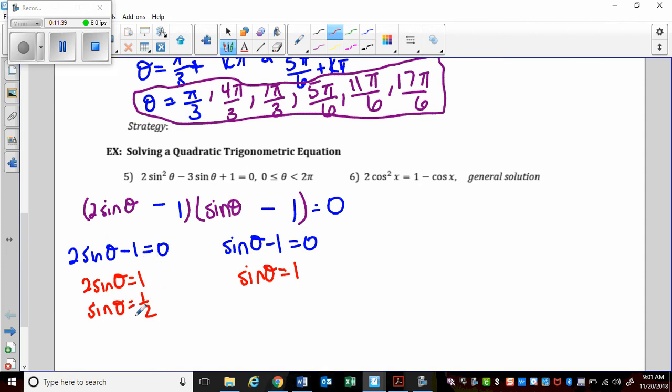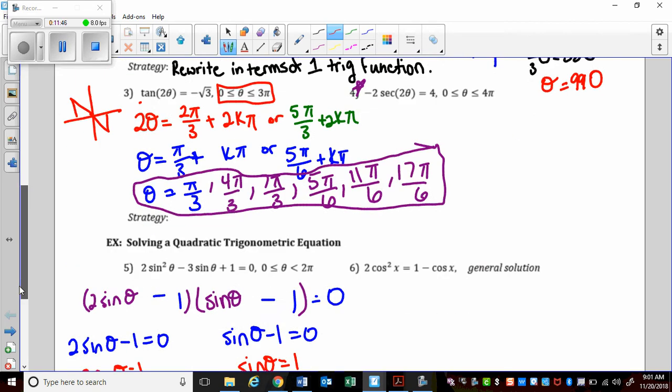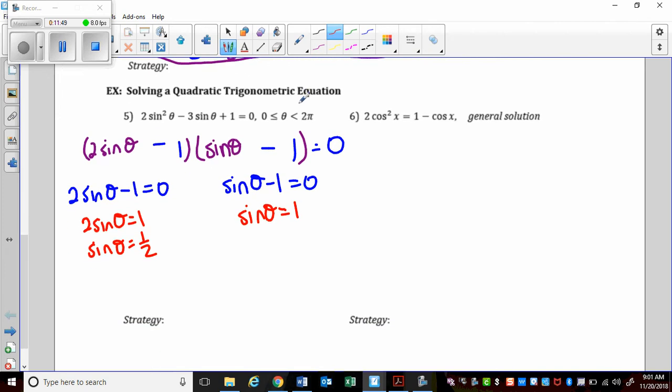I know this is probably going to be my 30, 60, 90 degree triangle. I did this on top. Sine is 1/2 at 30 degrees. So I did that one already on top. They want us to write it in terms of radians, though. 30 degrees is pi over 6, so I know that sine is positive 1/2 when theta is pi over 6, and plus any multiple of that.